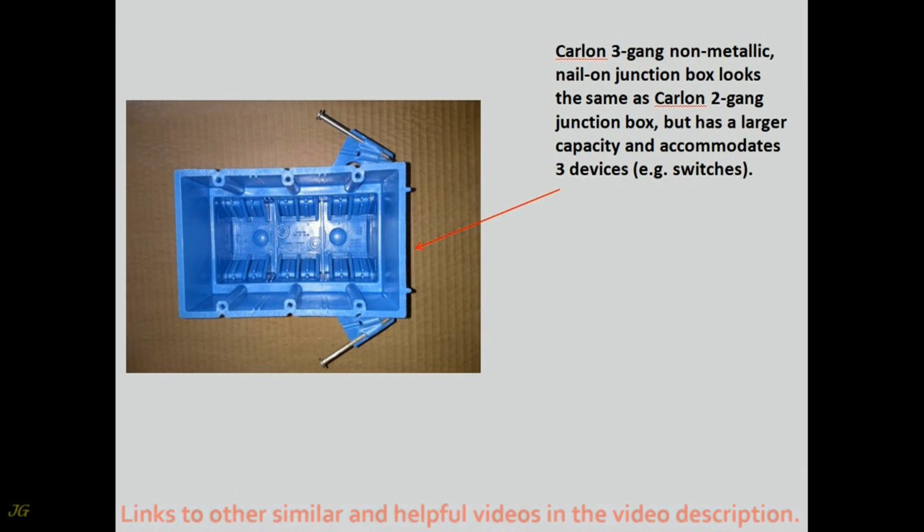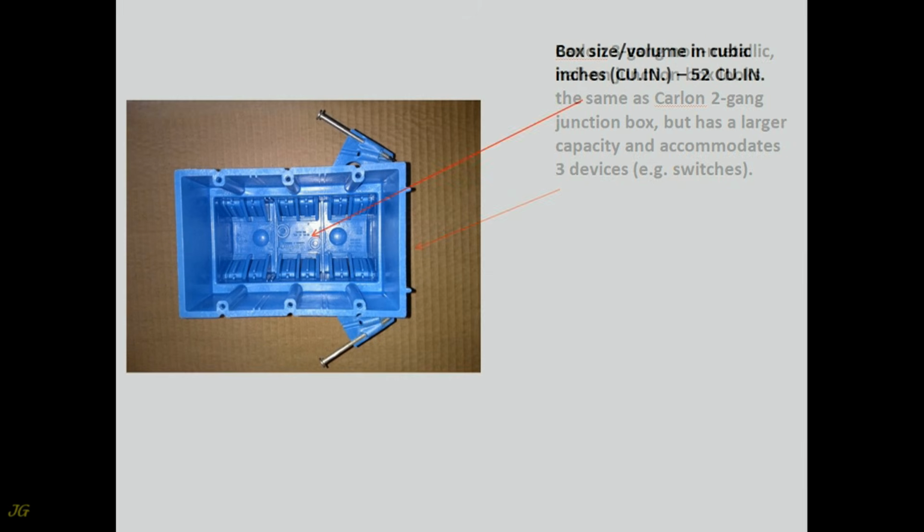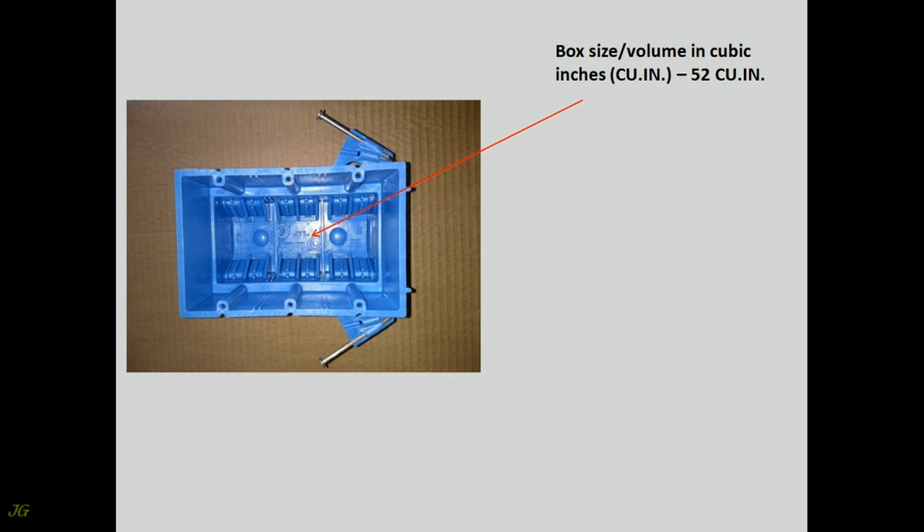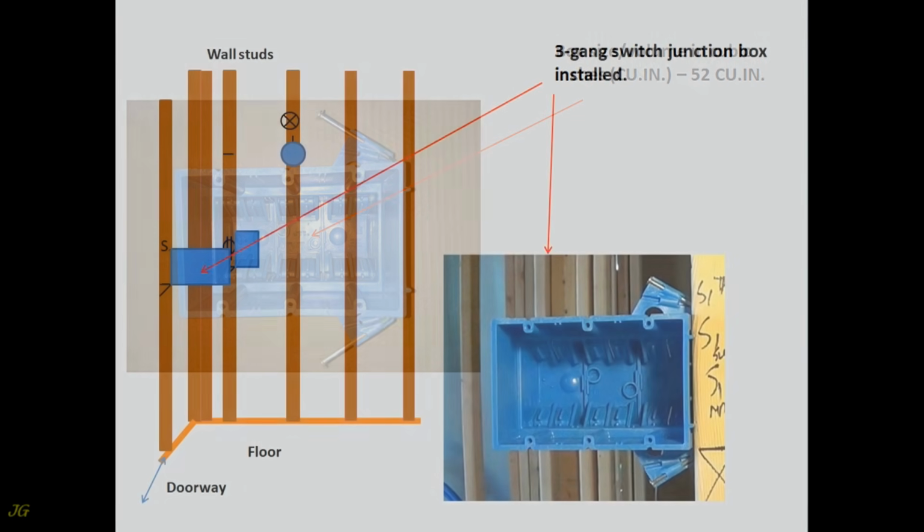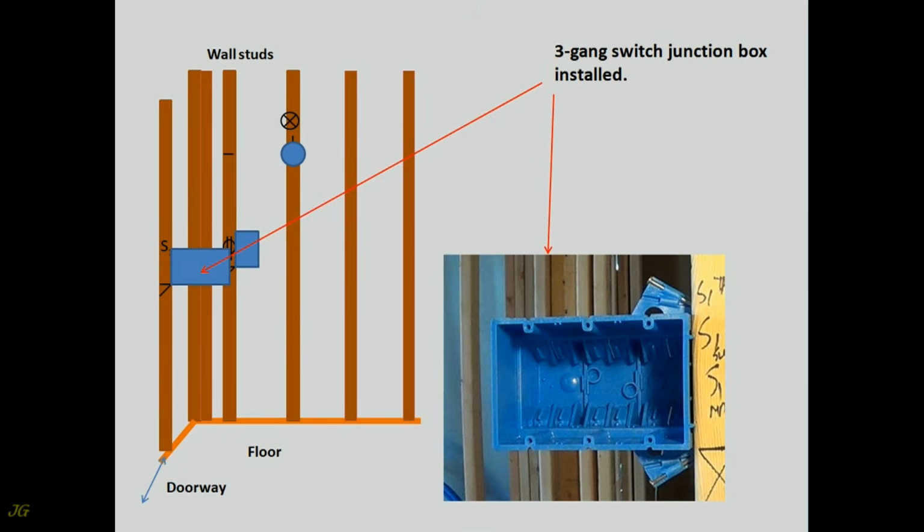Carlin 3 gang non-metallic, nail-on junction box looks the same as the Carlin 2 gang junction box, but has a larger capacity and accommodates 3 devices, for example switches. Box size, volume in cubic inches: 52 cubic inches. 3 gang switch junction box installed.